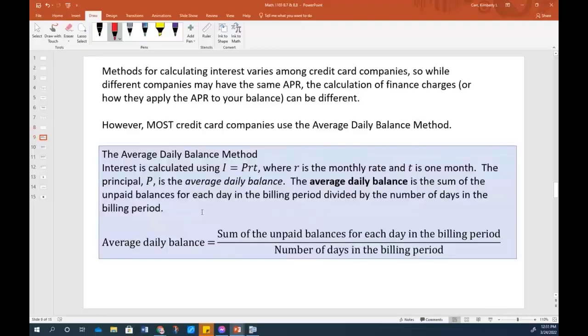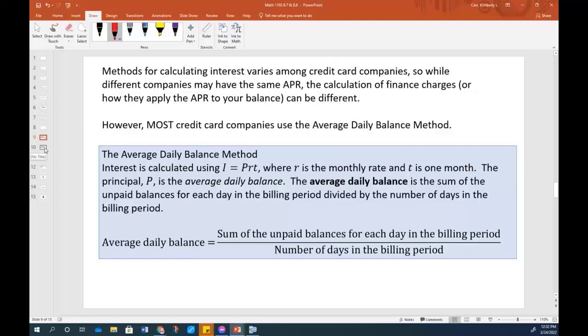When they calculate interest, there is more than one way a credit card company can do it, but most of them use the average daily balance method. If you're not real familiar with this, you may very well be shocked about how they do this, because they're not just looking at how much you owe at the end and doing simple interest on it. What they do is they calculate how much you owe every single day, and then they add up all of those unpaid balances for every day and then divide it to find out what your average daily balance is.